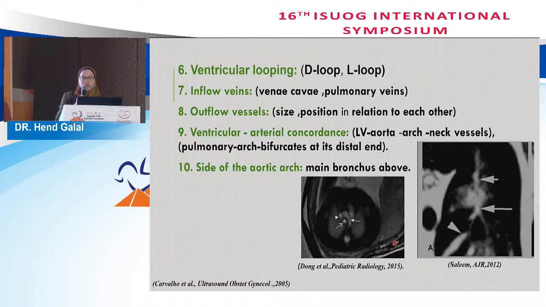Then ventricular looping, whether it's D loop or L loop, then identification of inflow veins, either systemic or pulmonary veins, outflow vessels, size, and position of aorta and pulmonary artery in relation to each other, whether they are crossing or parallel together. Ventricular arterial concordance: we pass from the left ventricle, what gets out is the aorta, does it give an arch or not, does it give the neck vessels or not. Also the pulmonary artery, it gives the bifurcation at its distal end. And finally ended with the sidedness of the aortic arch depending on the main bronchus.